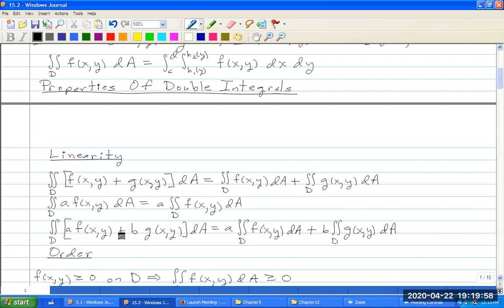Combining the sum formula and the constant formula, we have that integration is what's called a linear transformation. Just like what we talked about, the derivative was a linear transformation. The integral is also a linear transformation. And so the double integral of af plus bg is just equal to a times the double integral of f plus b times the double integral of g.